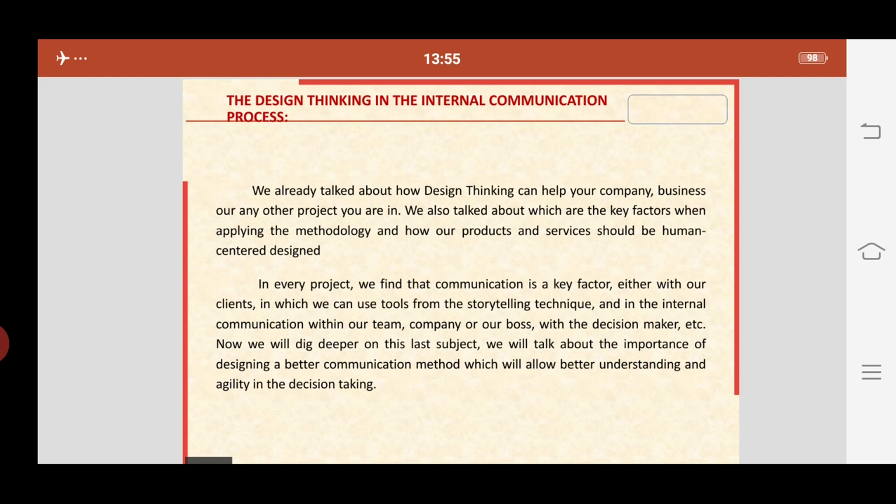Okay, especially coming to the fourth one, that is nothing but the ideate phase. What is the meaning of the ideate phase? Now we can discuss the ideate phase. In that ideate phase, selling ideas is an interesting topic. Okay, selling ideas is an interesting topic.